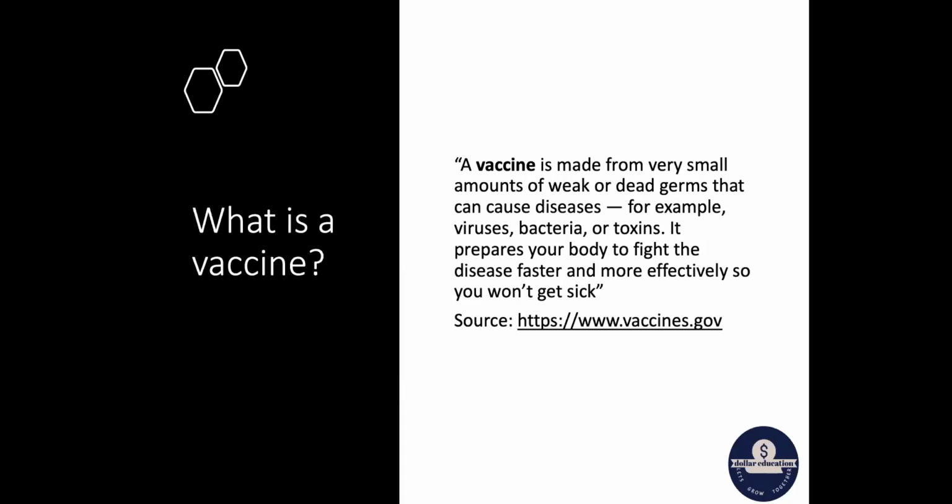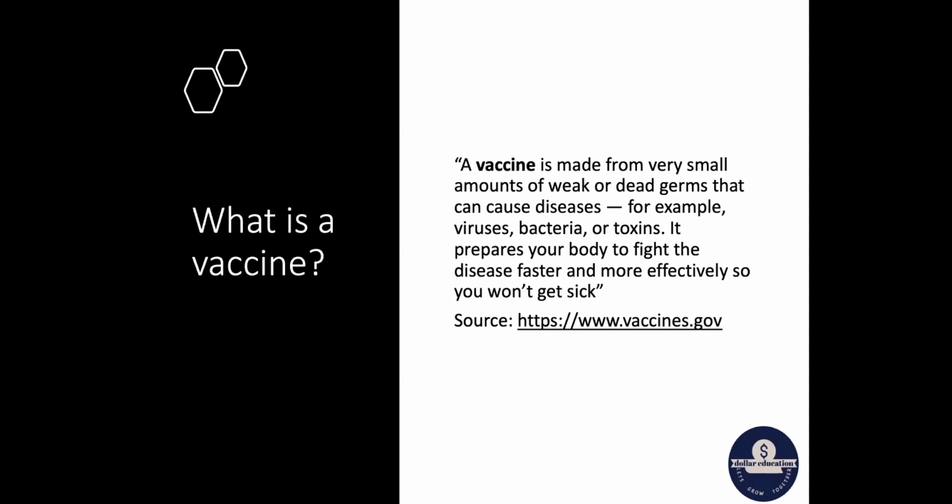So a vaccine is made from a very small amount of weak or dead germs that can cause disease. Any germ that is causing disease, some component of it could be a vaccine, or the whole pathogen could be a vaccine. If we are taking the whole component, we call it attenuated. In that case, it's a weak or dead germ. Or we can also take some component of it. In that case, we call it a subunit vaccine.